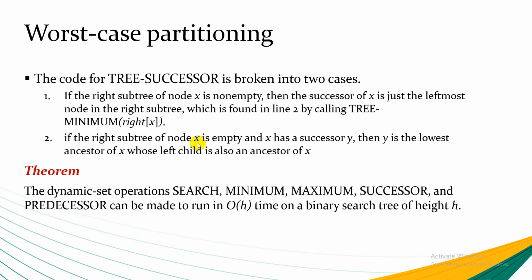If the right subtree is empty, then x has a successor y, and y is the lowest ancestor of x whose left child is also an ancestor of x. So this means that we just go up until we find that we are at the left of our parent or grandparent.